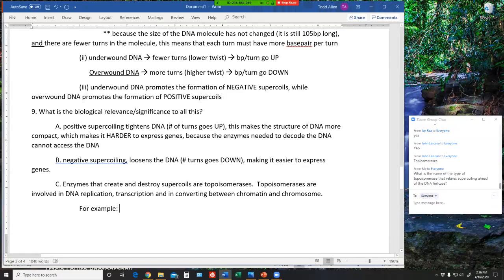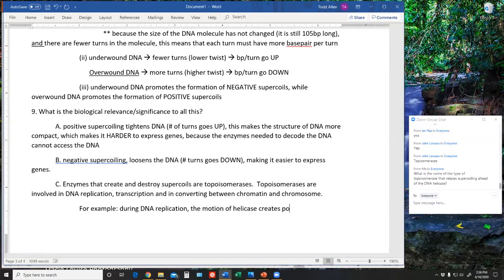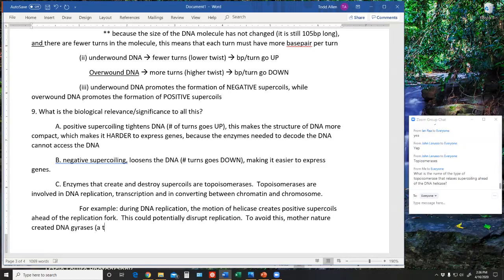So for example here, during DNA replication, the motion of helicase creates positive supercoils ahead of the replication fork. This could potentially disrupt replication. To avoid this, Mother Nature created DNA gyrases, which are a type of topoisomerase, to convert the positive supercoils to negative supercoils.